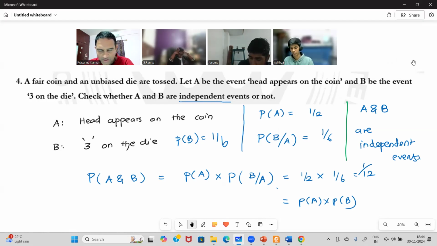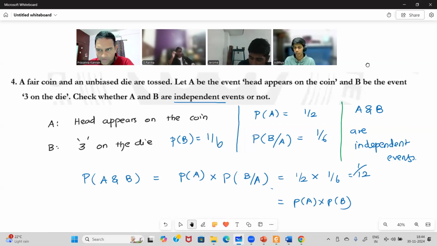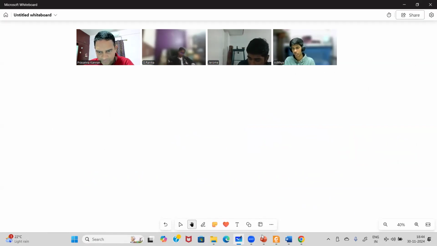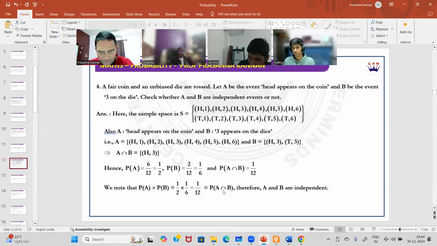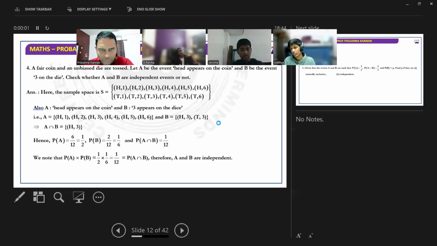Shall we move on to the next question? Have you noted down? So we can see the two events are independent. It is not necessary to write the sample space completely; the way we did it is also sufficient. Or you can do it this way too. I hope you can understand. If you're tossing a coin and a die, then you can do it this way.